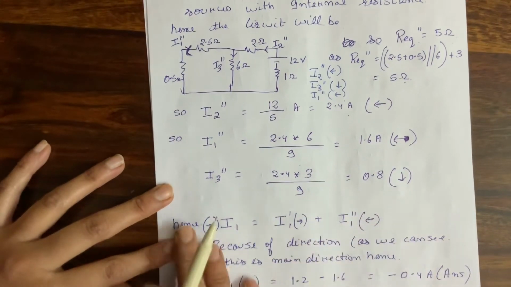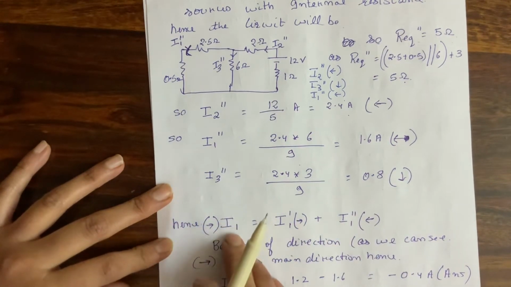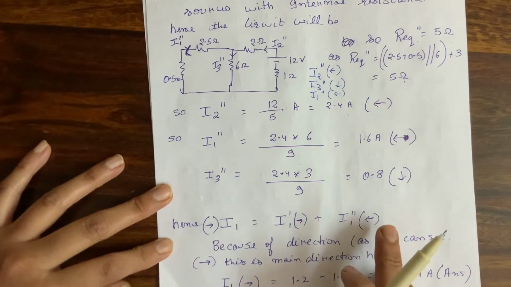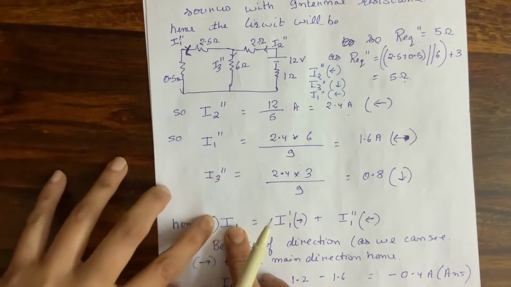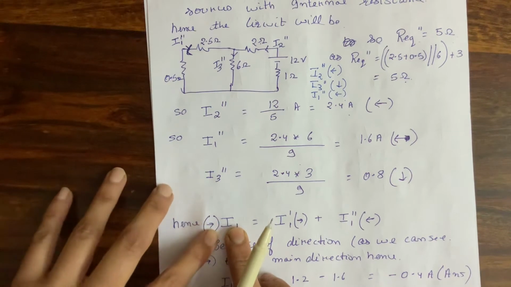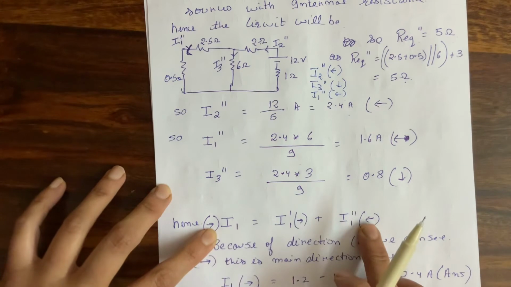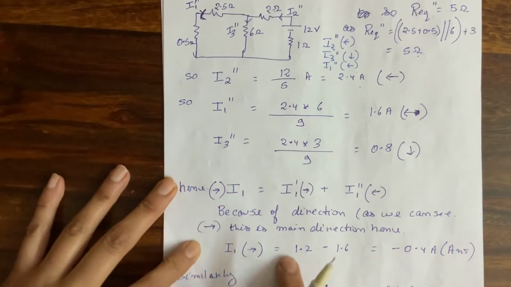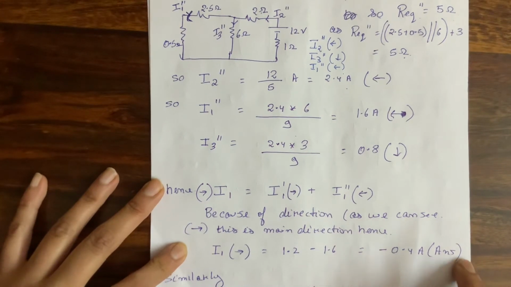Now, the main important point is to find the equivalent currents. When we are finding the equivalent current, please note down their directions as well. The directions will be those which we have taken before. So here I1 has the main direction as going right. Hence, the right direction we will take as positive, and the left direction as negative. So I1 going towards right is equal to 1.2 minus 1.6. This came out to be minus 0.4 ampere.